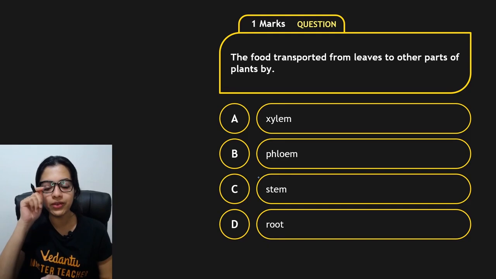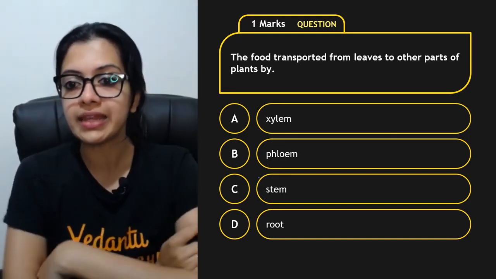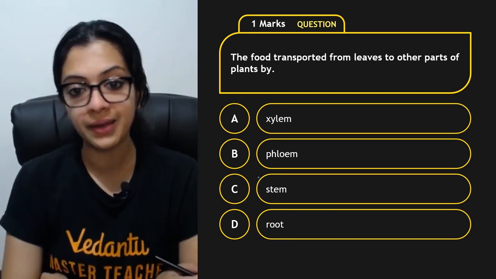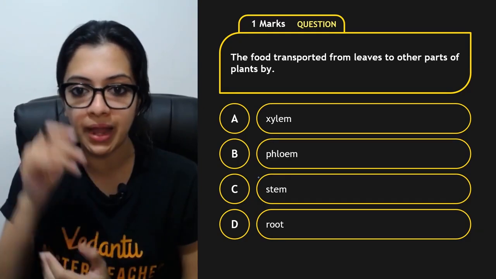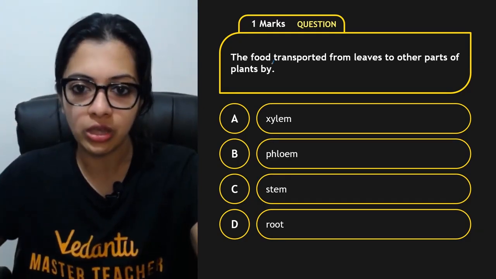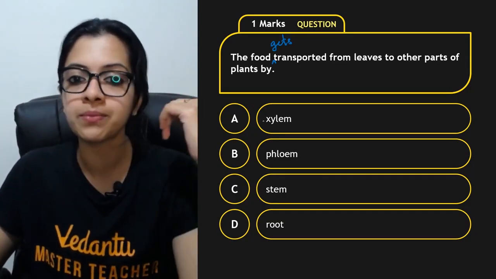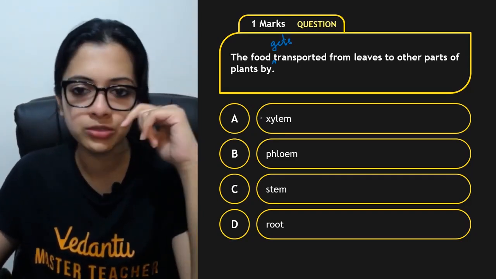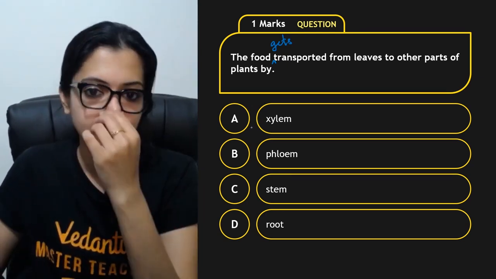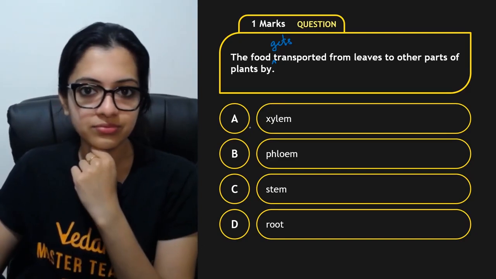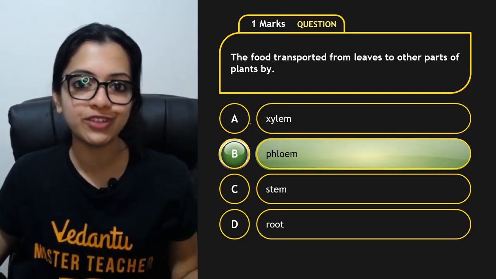All right, moving on to the next 1 mark question. The food gets transported from leaves to other parts of the plants by dash. Xylem, phloem, stem, or root. By now, I'm sure everyone knows the answer to this. Transport of food from leaves to other parts of the plants. What could it be? Beyond doubt, it has to be the lunchbox service. It has to be the phloem.